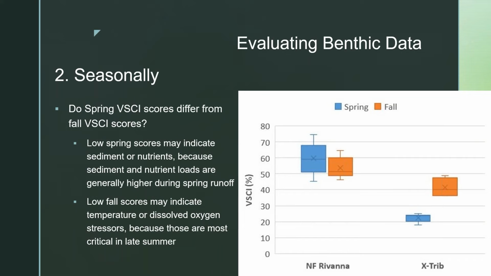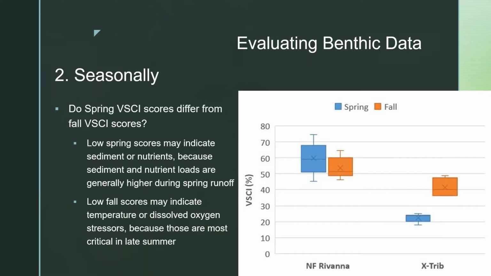Again, on the right here, we see 2 examples. In one example, not really much difference between fall and spring. And then with what's called the X-trib there, there's a pretty significant difference in VSCI scores between the spring and the fall. And in this case, spring scores were much lower. So what does that tell us?